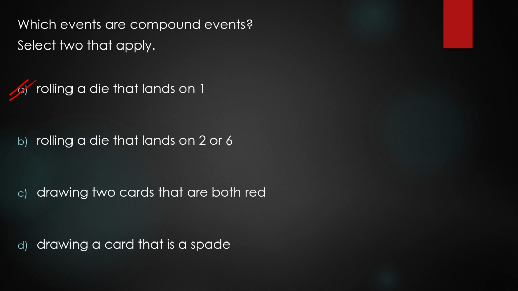The third one says drawing two cards that are both red. This one counts because we're drawing two cards, right? And the last one says drawing a card that is a spade. Well, we're only picking one there. So that means that B and C here are going to be those compound events because they're dealing with multiples, right? Rolling a dice and it could land on a 2 or 6. And then the third one here, which is talking about drawing those cards.